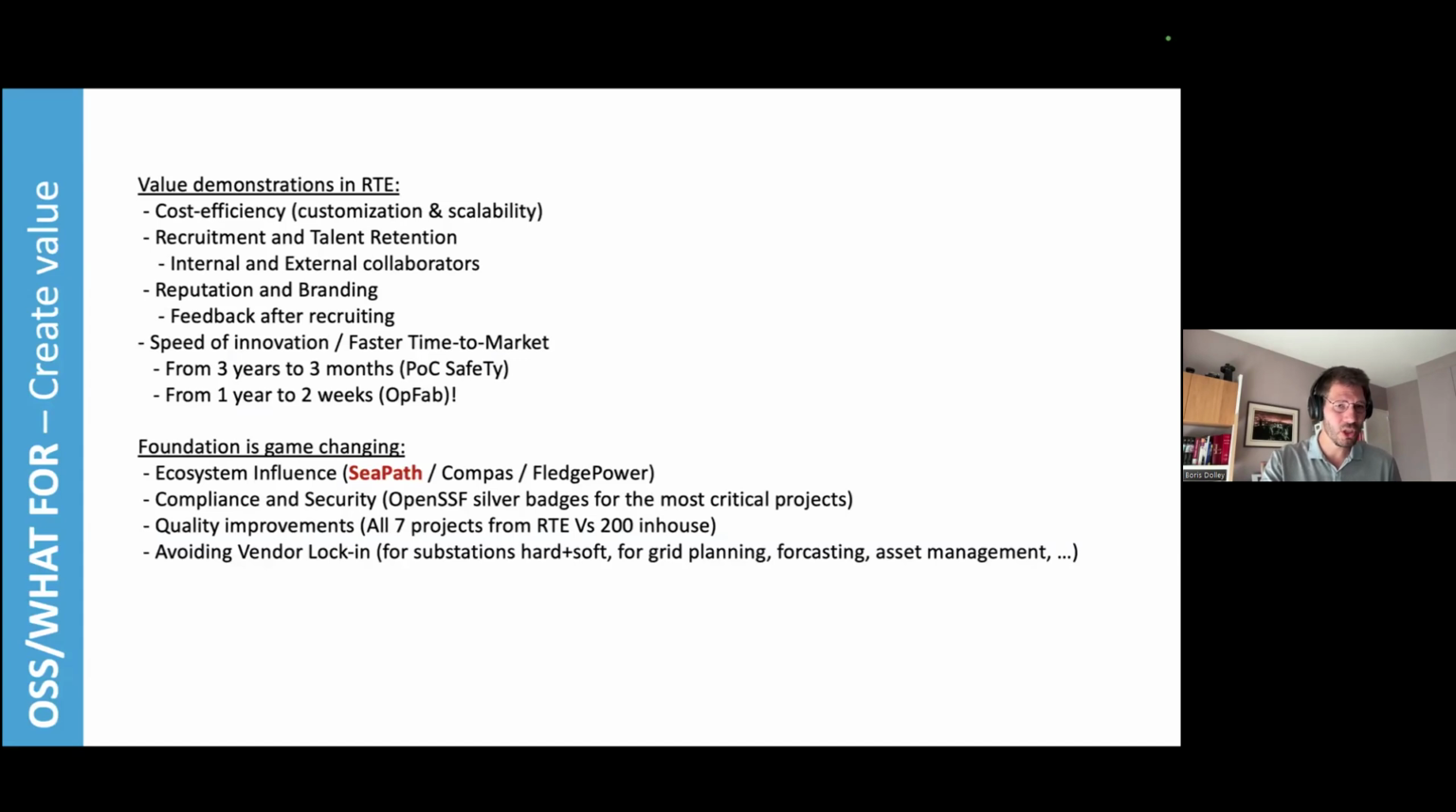The foundation is game changing because you have an ecosystem influence you cannot have as a grid operator, as a French grid operator, where you are maybe 1% of the business value of an operator. He will never hear your voice, never. But when you go to open source and you say, okay, I want to virtualize my digital substation, but I won't do it alone. And I won't ask vendors to do it because it's a shift that they are not ready to produce.